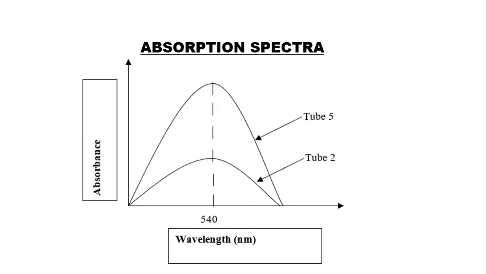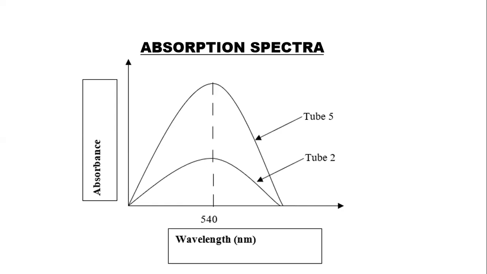And the last phase of the experiment is to determine the absorption spectra of the 2 tubes. From the first experiment, you have tube 1 to 6, right? Tube 1 is blank, and you have tube 2, you have tube 3, you have tube 4 up to tube 5. So you now take tube 2 and the final tube to sketch the absorption spectra of the 2 tubes. Okay, so this is what you are going to do.